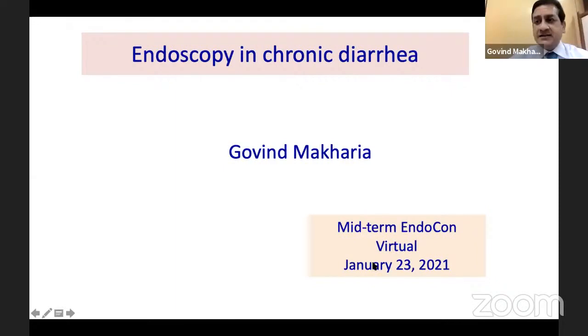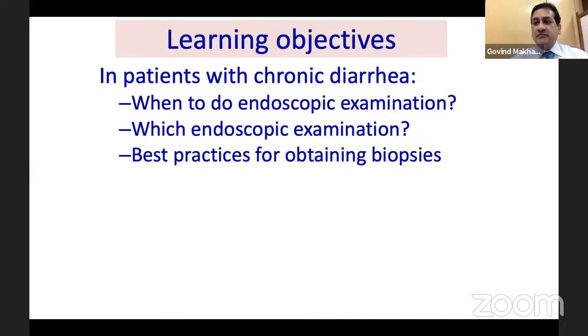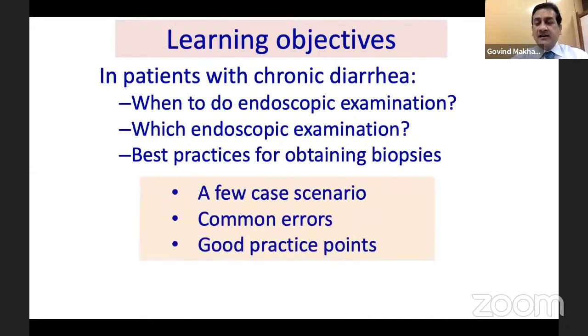Right. Over the next about 20 minutes or so, we'll look at what the indications are and what we see, and why we should do endoscopy in patients presenting to us with chronic diarrhea. Before we go there, I have nothing to declare. The learning objective of this talk is when to do endoscopy in patients coming to us with chronic diarrhea, what endoscopy examiners want to do, and what the best practices for obtaining biopsy are. In addition, I'll discuss a couple of cases, some common errors we make in this field, and some good practice points.